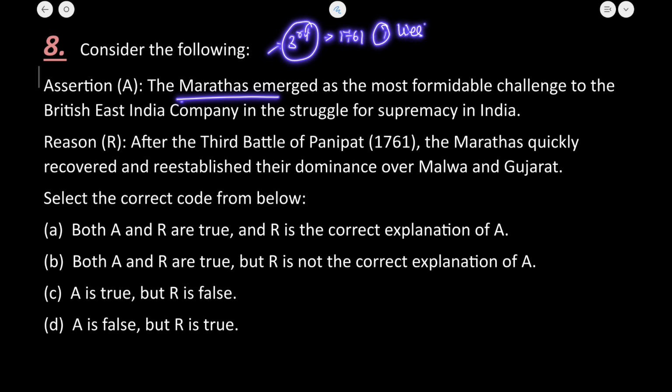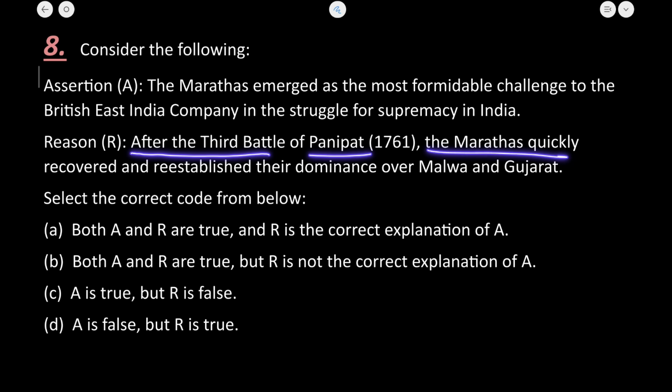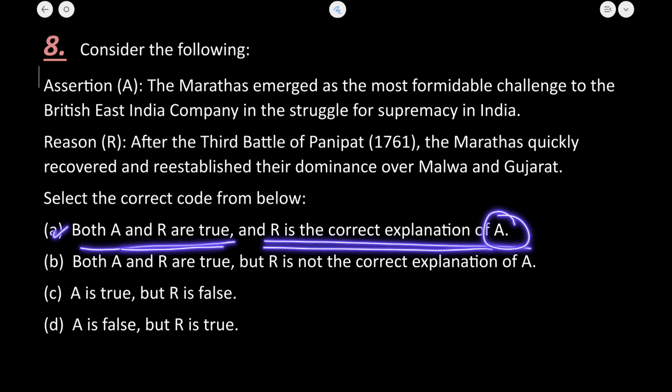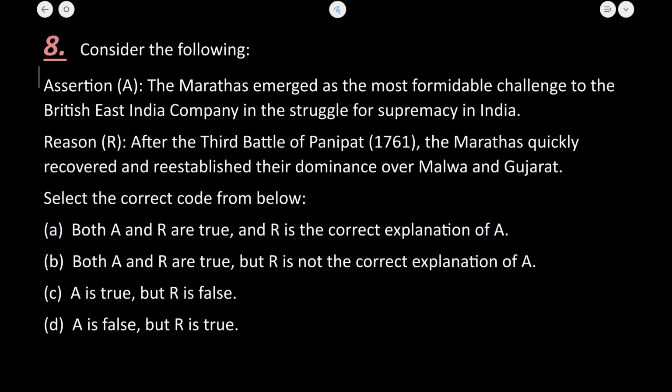वेस्ट का जो एरिया था, वेस्टर्न इंडिया का जो एरिया था, दीज वेयर वेरी मच डिस्टर्ब। ओके, नाउ रीजन क्या है? आफ्टर थर्ड बैटल ऑफ पानीपत द मराठास क्विकली रिकवर्ड एंड री-इस्टैब्लिश देयर डोमिनेंस ओवर मालवा एंड गुजरात। यस, ऑब्वियसली रीजन भी सही है, असर्शन भी सही है, सो बोथ ऑफ दिस इज एब्सोल्युटली करेक्ट। सो बोथ assertion and reason are true and R is the correct explanation of A. A हमारा correct answer होगा to question number 8.